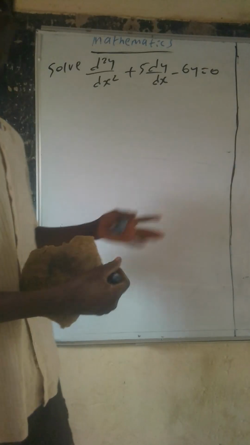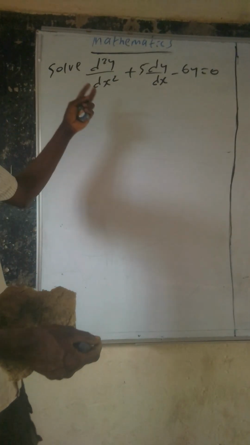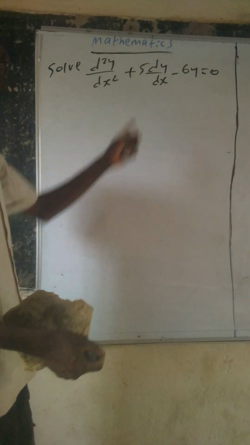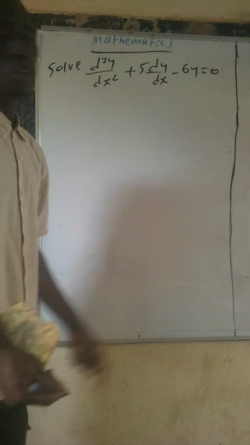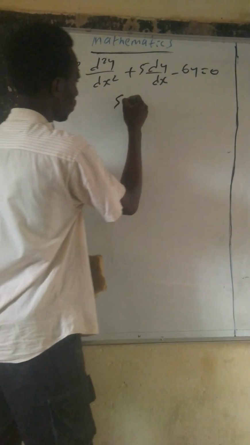Now let's go right ahead to solve this given equation. It says solve the second derivative of y with respect to x plus 5 times the first derivative of y with respect to x minus 6y equals 0. Now, solution.